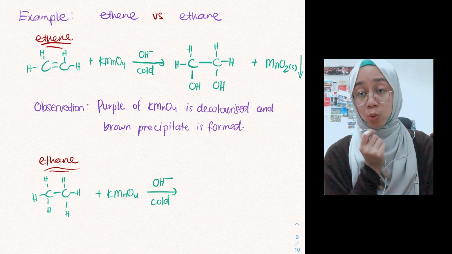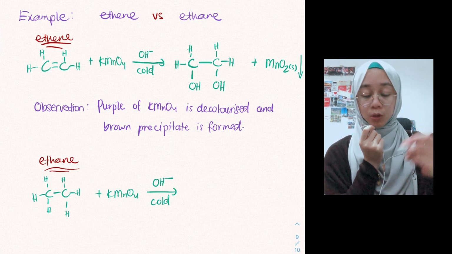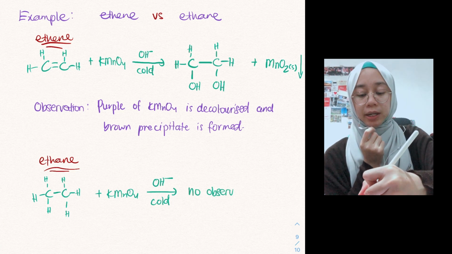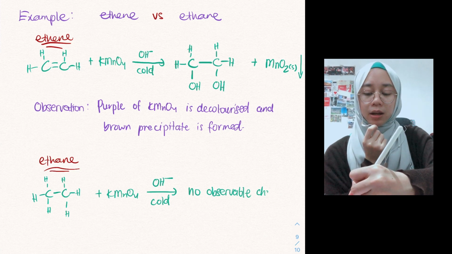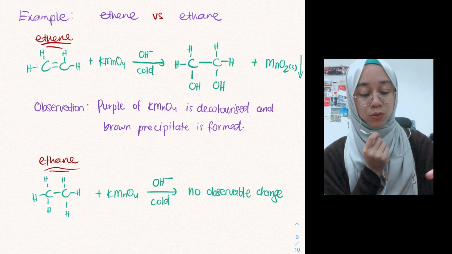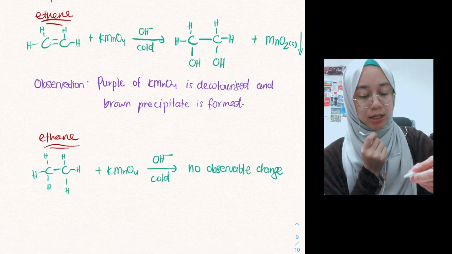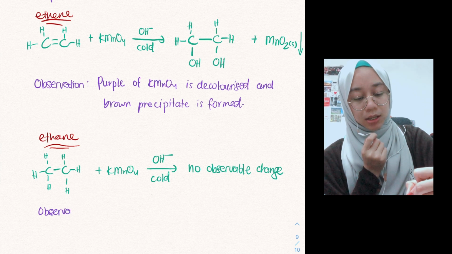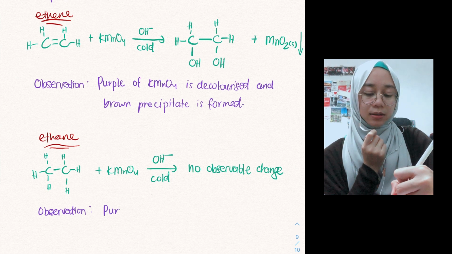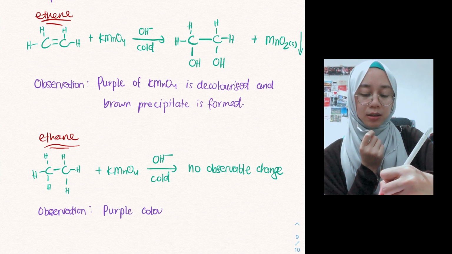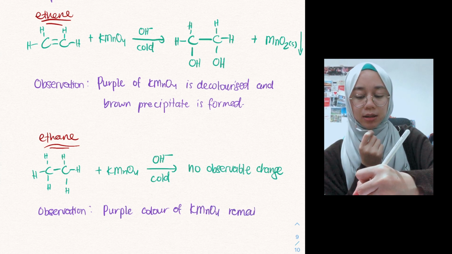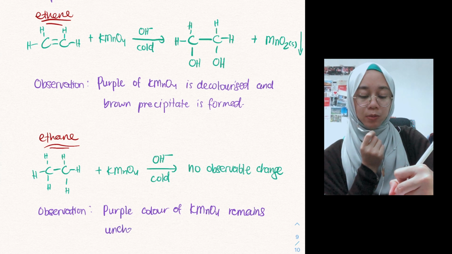The answer is no. So untuk equation ini, kita just tulis no observable change then, sebab dia tak react. So bila dia tak react, kamu punya observation nanti kamu tengok tak berubah pun warna KMnO4 tu. Jadi tulis observation. Okay, so since dia tak berubah, kita tulis purple color. Okay, purple color of KMnO4 remains unchanged. Okay, dia tak berubah.